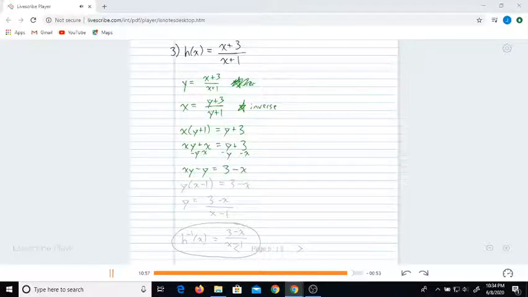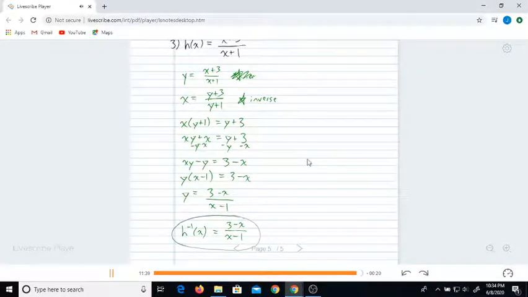And this goes back to test 1. We're trying to get y by itself. Note that y is in two terms that don't combine. Remember, if your variable of interest is in multiple terms that don't combine, try factoring it out, and divide accordingly. All right, there's our inverse function. The inverse of h is 3 minus x divided by x minus 1.